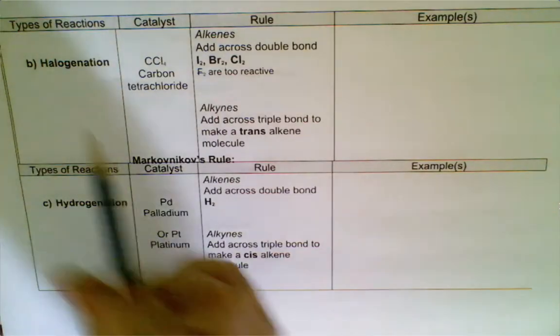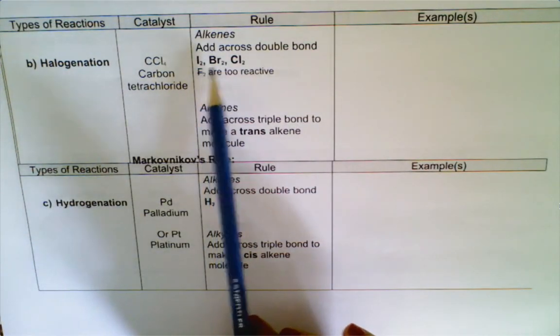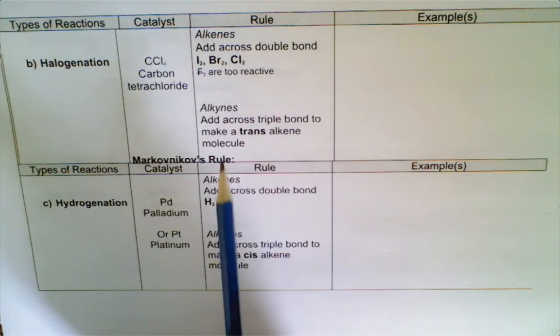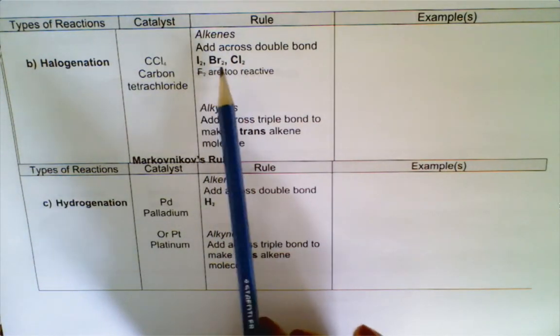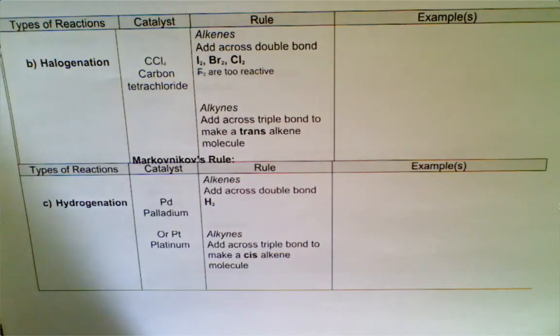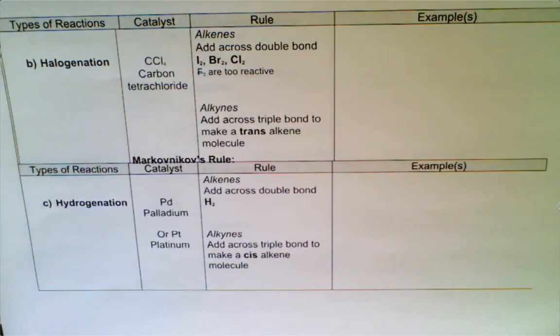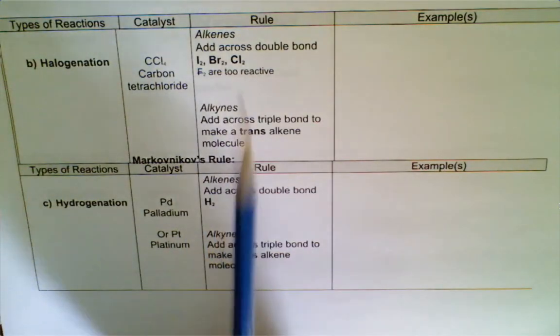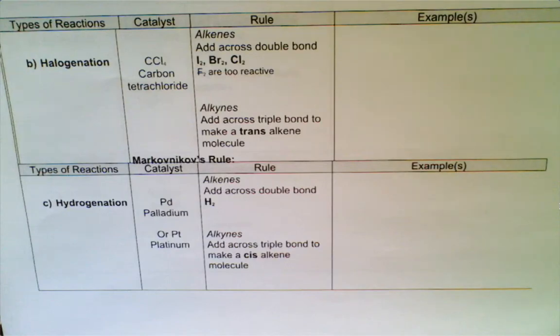In this case, we've got halogenation. Halogenation is when you have a halogen that gets added across a double bond or a triple bond. And in the case of alkenes, only iodine, bromine, or chlorine can get added. With the alkane, we saw a substitution happens, but in this case, both of the chlorine atoms or both of the bromine atoms or iodine atoms get added. Let's take a look at the video.